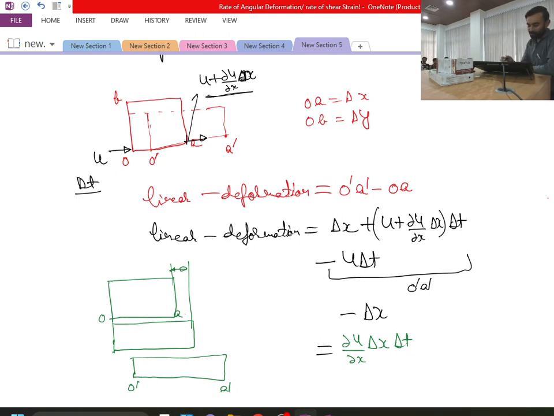So to calculate O dash A dash, first what have we done? First I have taken this distance OA, that is Δx. Then I have taken this distance from point A to point A dash, that is the velocity of point A, u plus ∂u/∂x into Δx, times Δt. So this is the distance. Now my total distance is this much, but I need to calculate only O dash A dash, so this much distance I have to subtract. How much is this distance? Minus u Δt. So this is the distance O dash A dash, and the original length then is Δx. Is this clear now? Okay, so this is now my linear deformation.